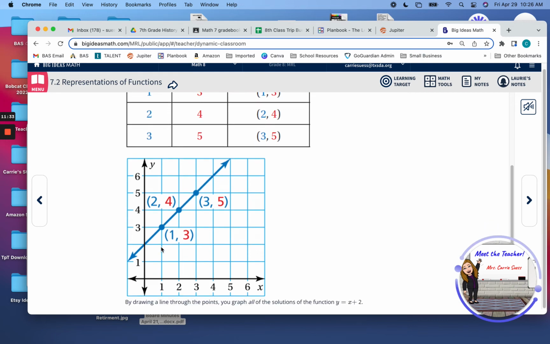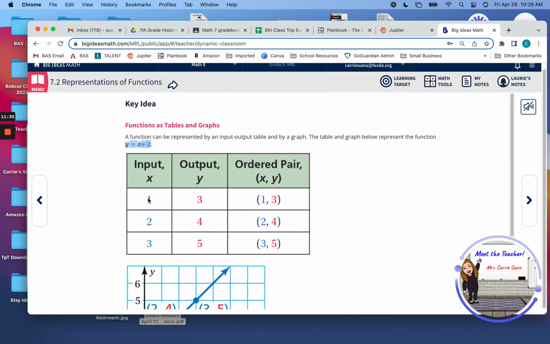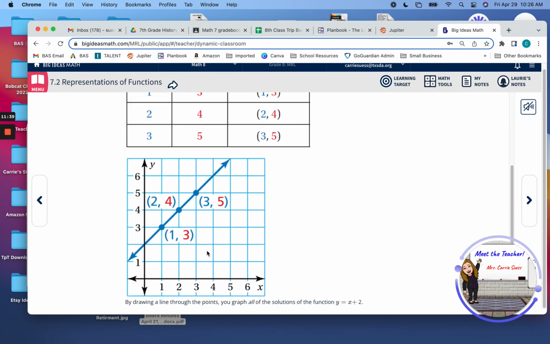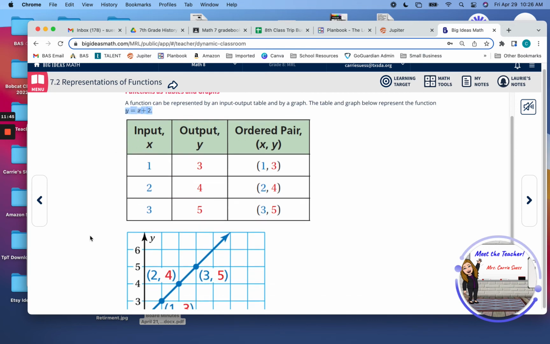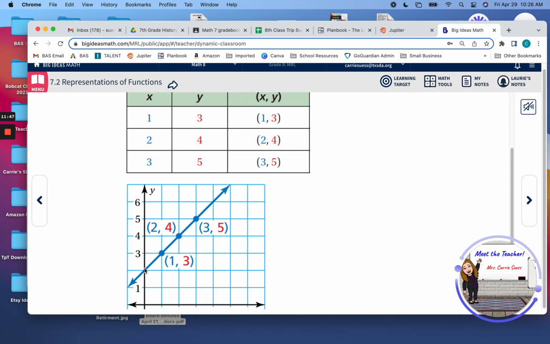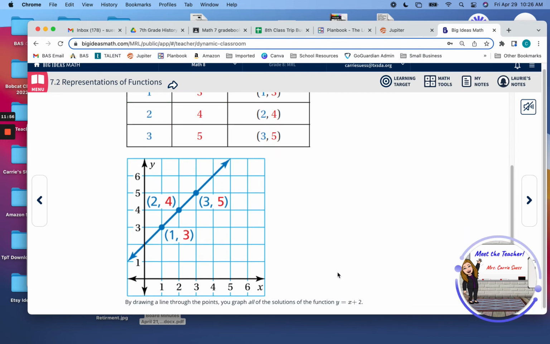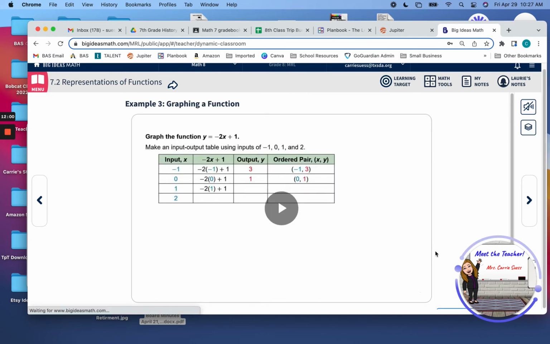So this is a way to graph it using multiple ordered pairs. Somebody asked the question, do I have to use a table? No. Could I just graph this equation? Yes. I could go up to 2, which is right here, put a dot, and my slope is up 1 over 1, put another dot. Do I have my line? Yes. So no, you don't have to use a table. All right, let's do the example.